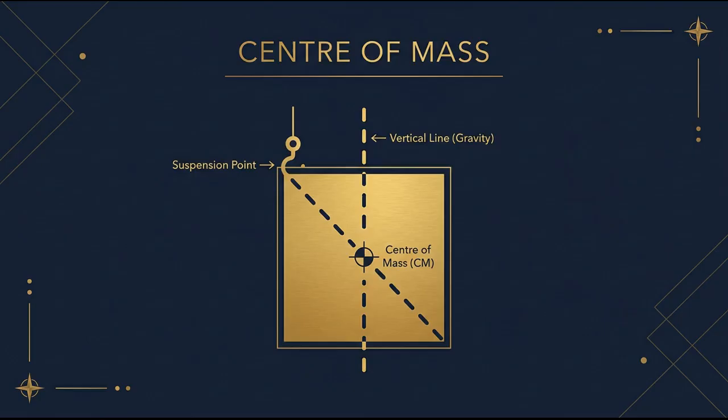Finally, you must know how objects behave when suspended freely. If a uniform lamina, like a square, is suspended from one vertex and hangs in equilibrium, its center of mass will always rest vertically below the point of suspension. Because the center of mass of a square is on its diagonal, suspending it from a corner means that specific diagonal will hang perfectly vertical, making a 0-degree angle with the vertical axis.